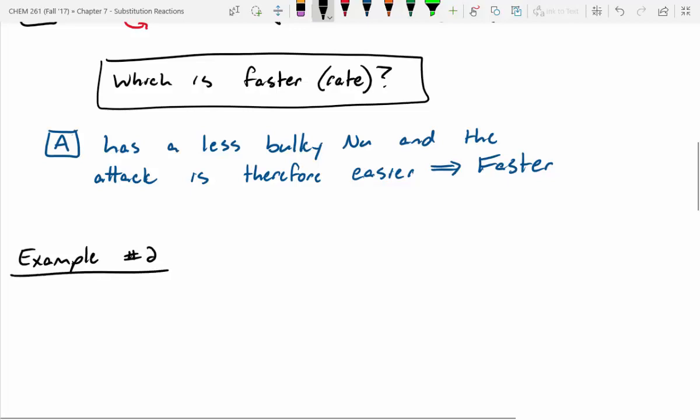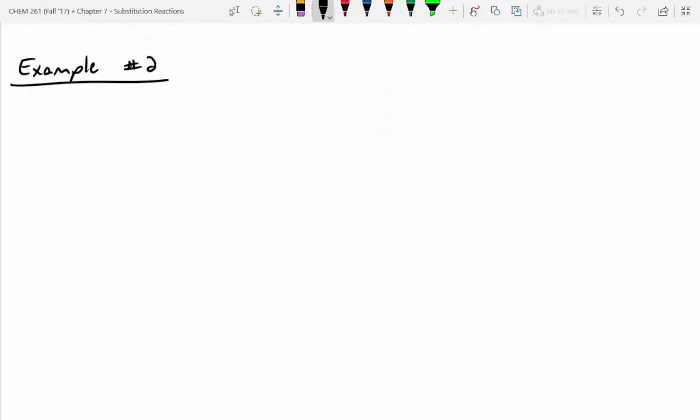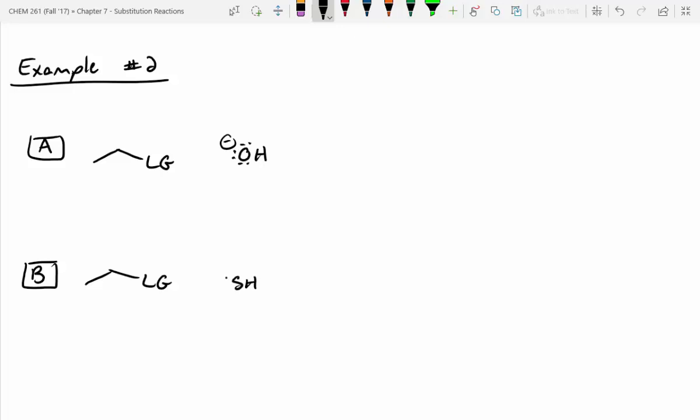So example number 2. We're still going to do SN2 reactions. I'm going to have reaction A, and I'm going to have reaction B. For reaction A, we're going to keep the same substrate as reaction B, just like before. But this one, we're going to be using hydroxide. Down here, we'll use SH minus, so the sulfur analog to hydroxide.